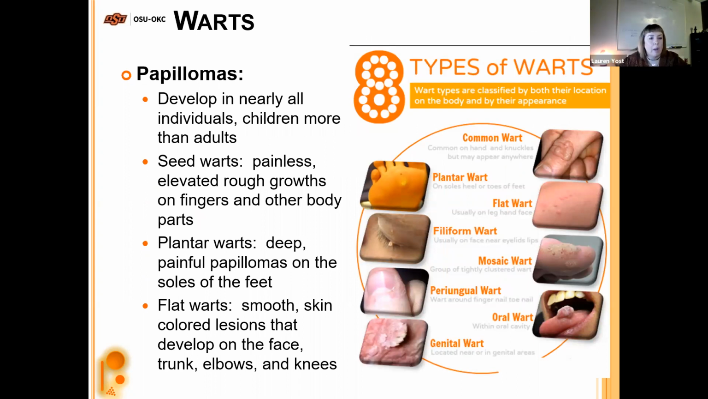Warts are also known as papillomas. Almost every single person has had one in their lifetime. Very, very common. There's all different kinds of warts, and I'm not going to necessarily go through these, but here they are if you are interested.